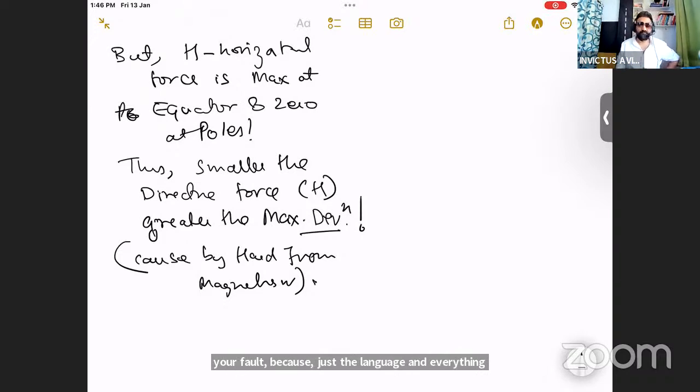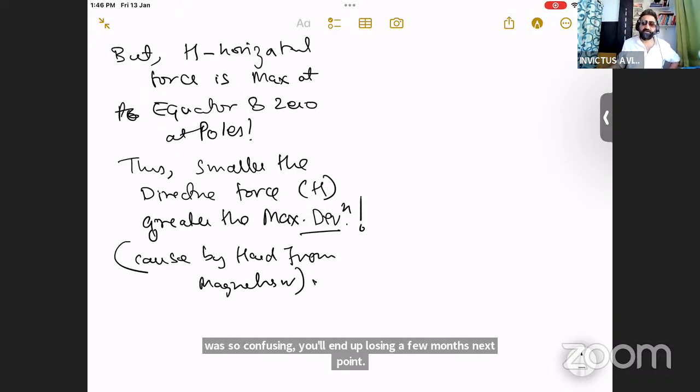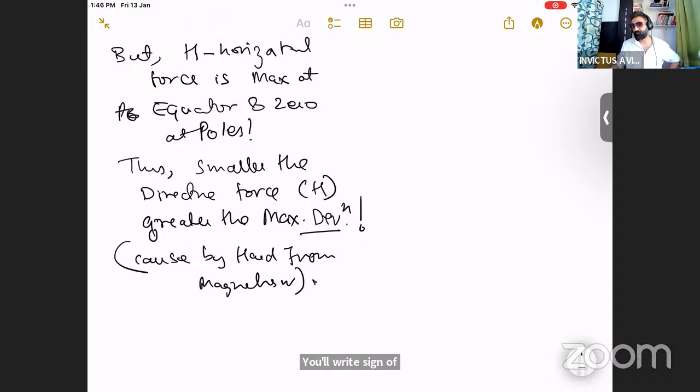Next point you'll write, sign of deviation will be the same in both hemispheres. And last point you will write, max deviation due to hard iron magnetism is inversely proportional to the value of H.